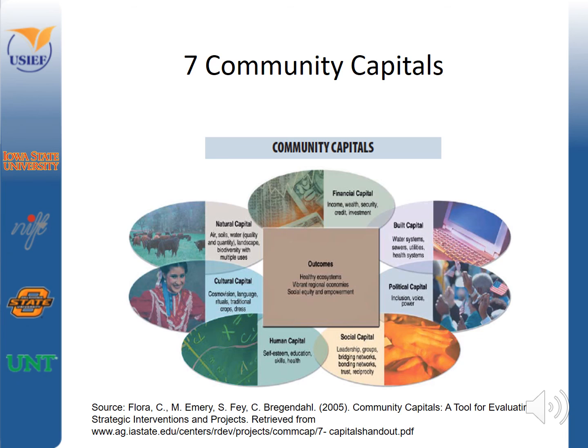Cultural capital can include language, rituals, traditions, crops, local dress, and other local cultural elements that can add value to your business, product, or service. Natural capital is provided by the earth and our surroundings. It refers to air, soil, water, landscape, biodiversity, and multiple uses we have for our natural surroundings. The outcomes of these 7 different capitals result in a healthy ecosystem, vibrant regional economies, social equity, and empowerment.